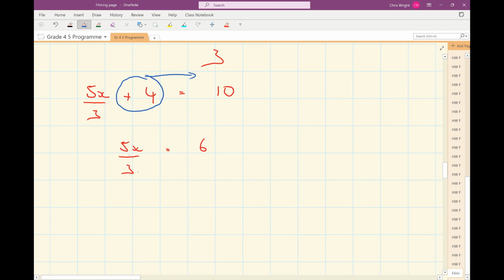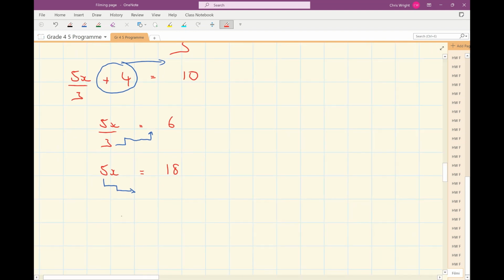Right, what next? Well, let's escalate up the 3. So it becomes 3 times 6 on the right-hand side. 5x equals 3 6s at 18. And now let's escalate down that 5. So x equals 18 over 5. And of course, you can work that out on your calculator if you want to. 18 divided by 5 equals, and you'll get 3.6. Or you might choose to write 3 3/5.